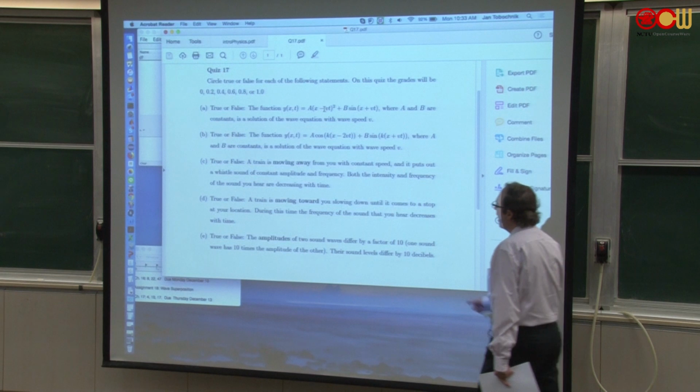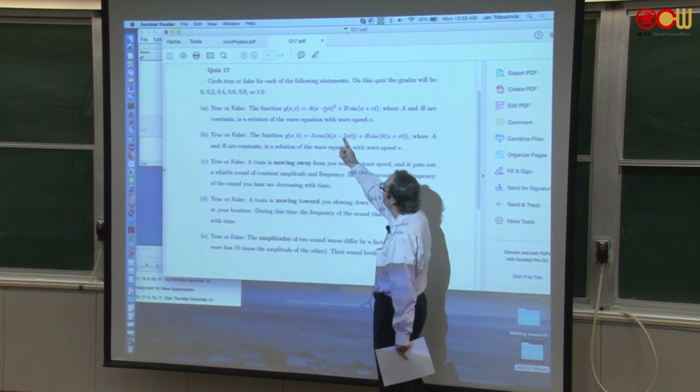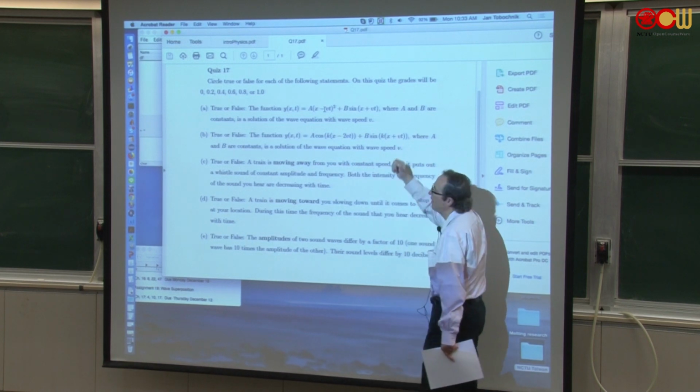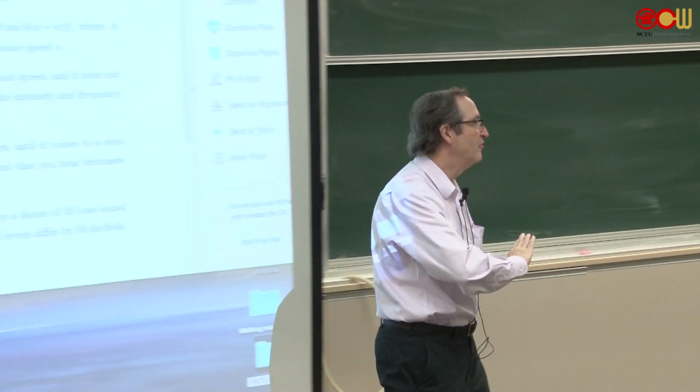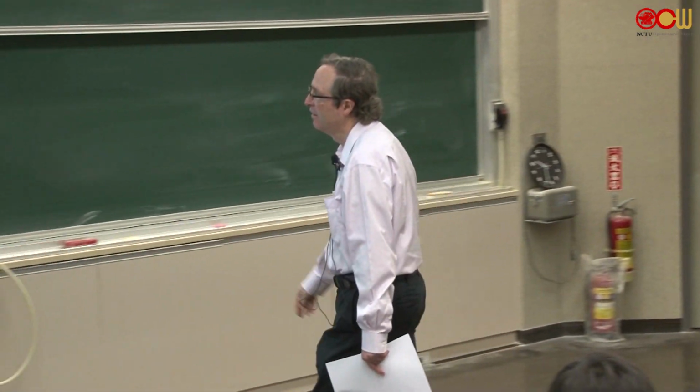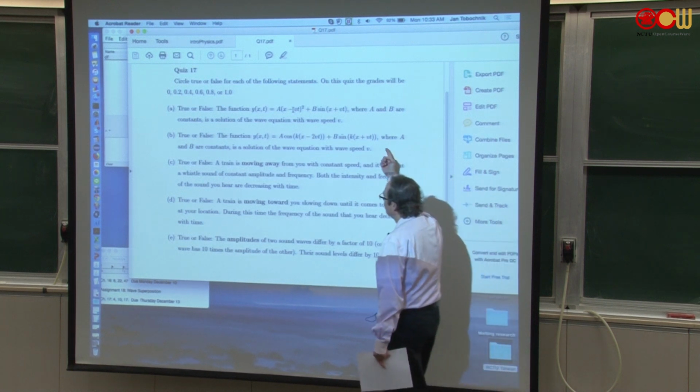The second one has a problem in that one function has an equivalent velocity of 2v and the other v. So that will not satisfy the same wave equation by putting two of them together. So this one would be false.